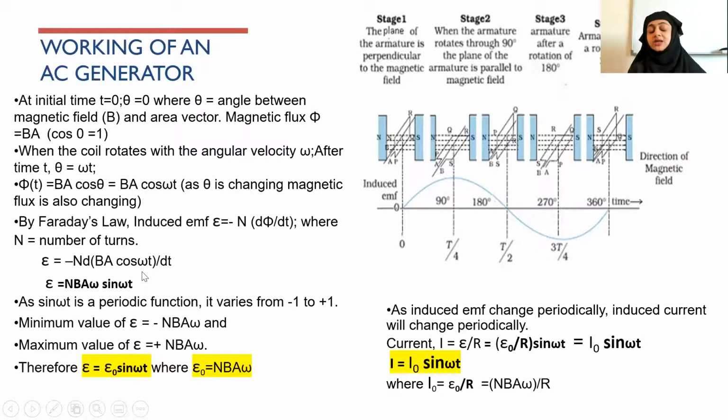What is d by dt of cos theta? Minus sin theta. But here I have written omega sin omega t. The minus gets cancelled because of the minus sign. Can you tell me why it is omega sin omega t? You have to differentiate theta also with respect to time.